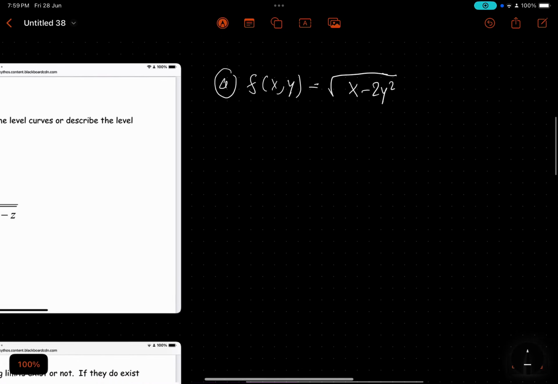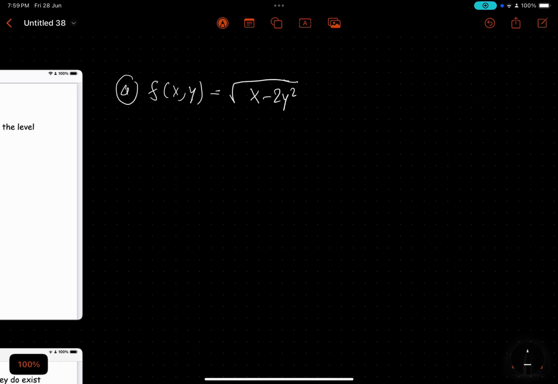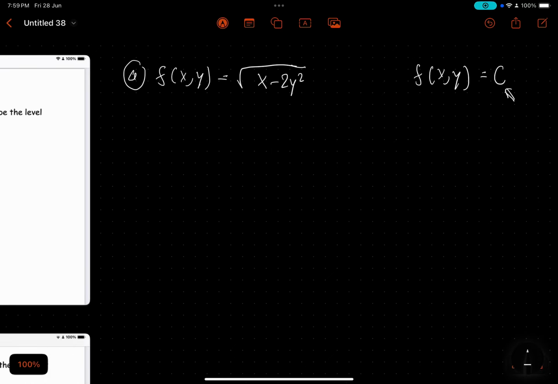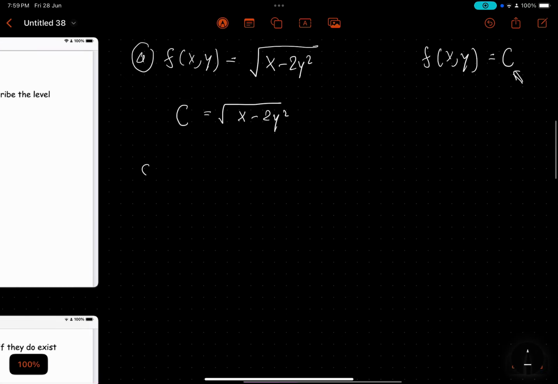We want to draw some level curves, and we know that if we want to draw any level curves, we need to set f of x y equal to c and substitute some values for c. It could be 0, 1, negative 1, and so on. So we're now going to set f of x y equal to c, so we're going to have x minus 2y squared. Now let's take c equals 0.